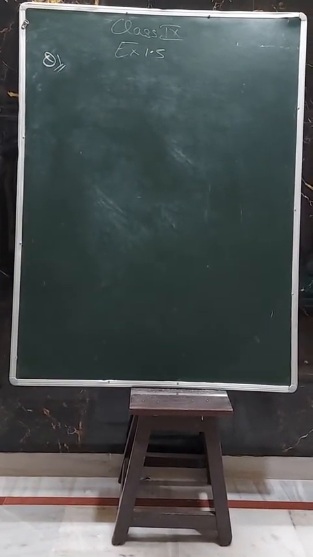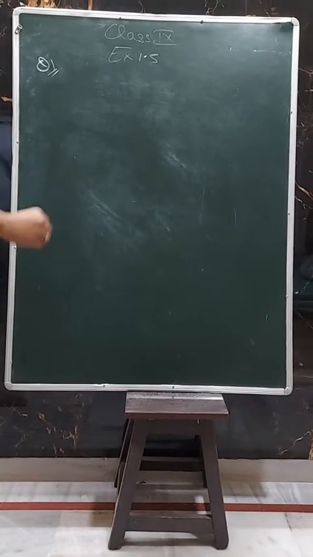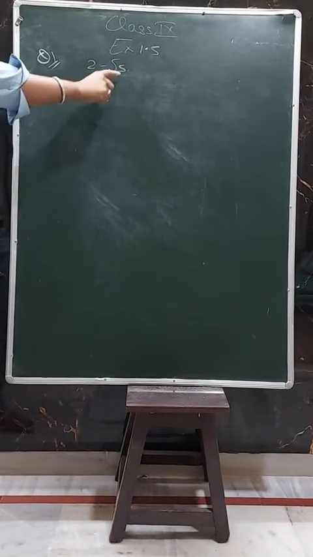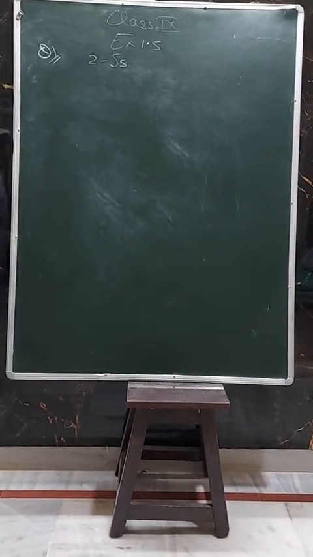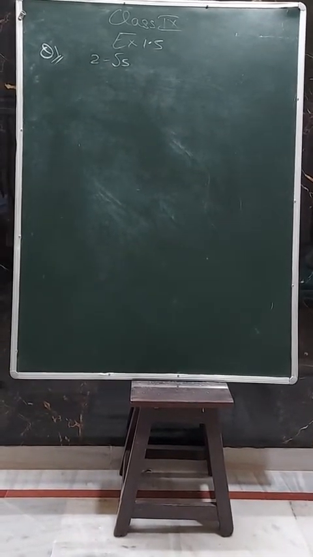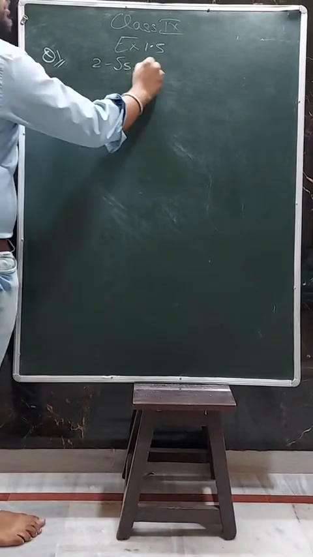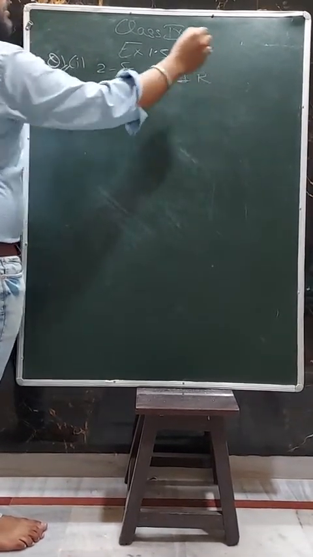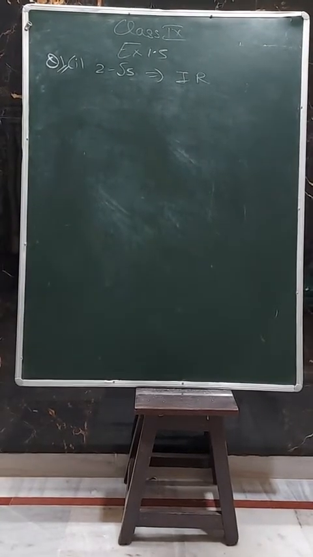Classify the following number as rational or irrational. First one is 2 minus root 5. Okay. If root is there, then we have to write irrational. If root is not there, then the number is simply rational. So this first part is irrational. I will write in short, irrational number.